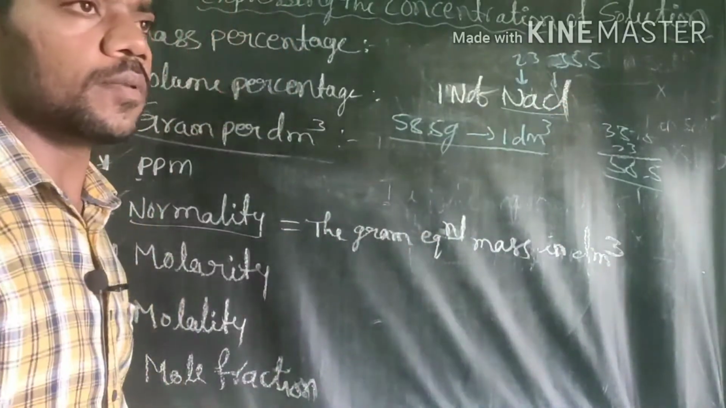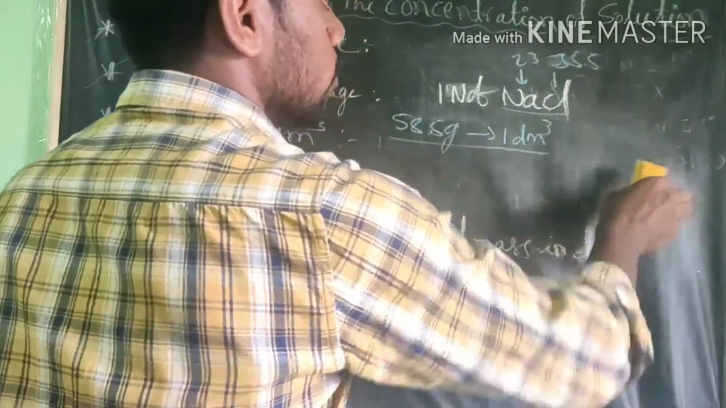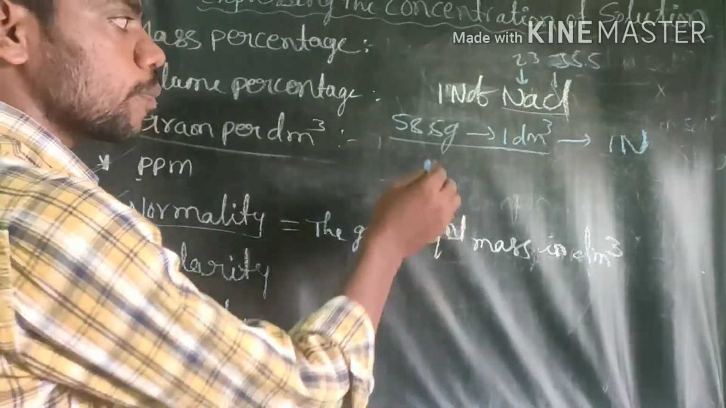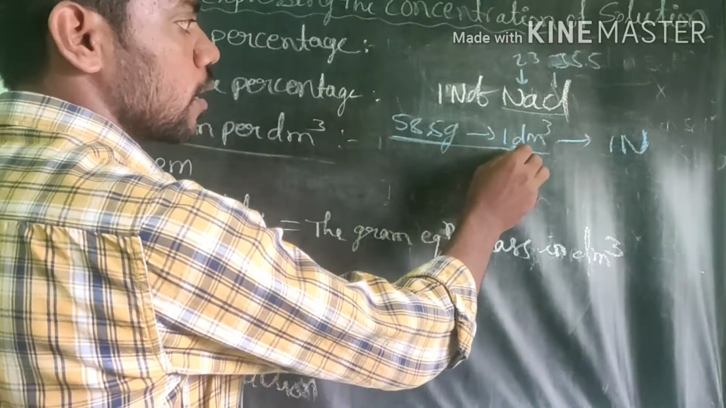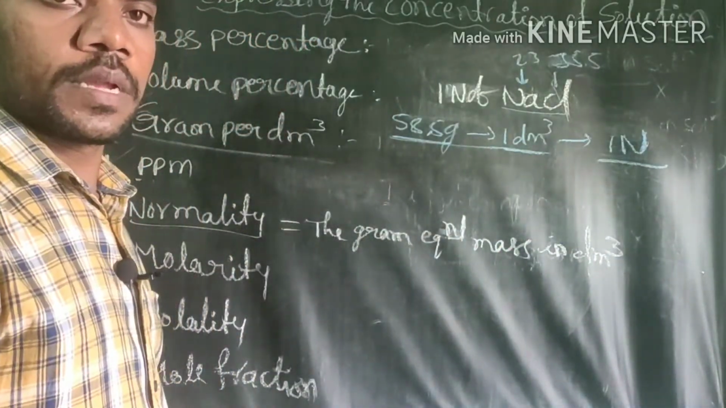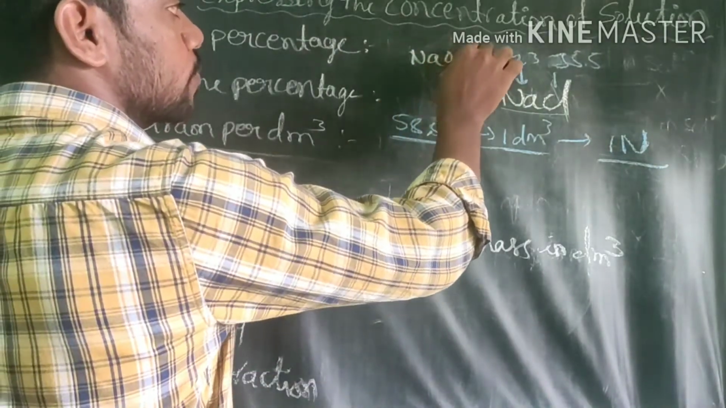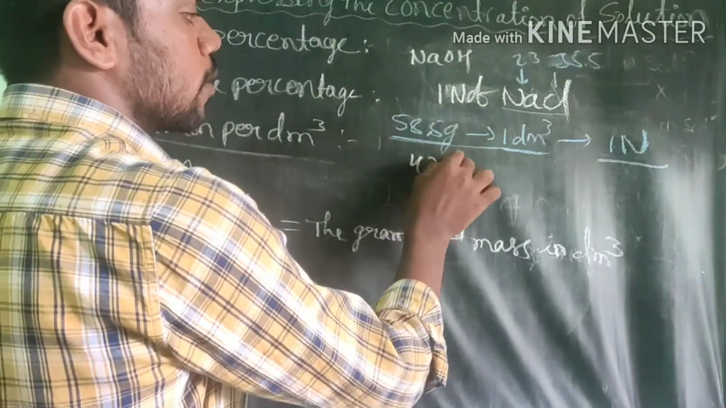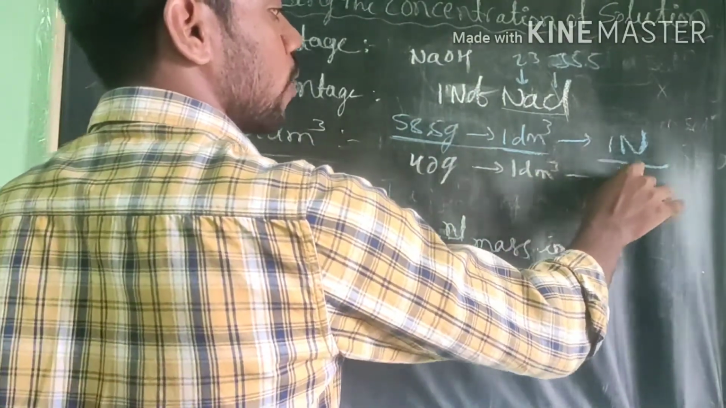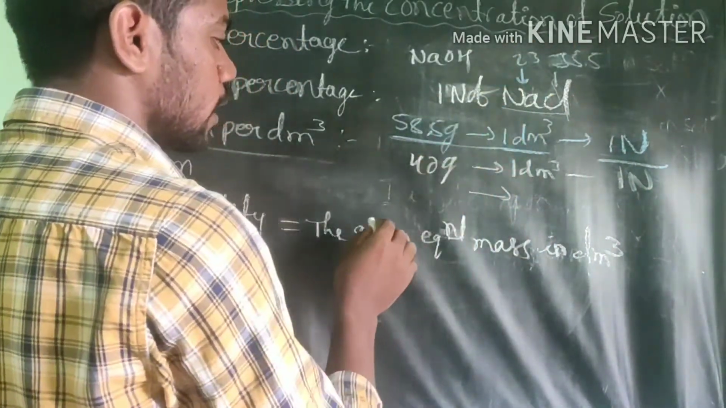Therefore, this is the equivalent mass. This is one normal solution. How to get the one normal solution? 58.5 gram of sodium chloride dissolved in 1 dm cube gives us one normal solution. This is the equivalent mass. Take NaOH, sodium hydroxide. The equivalent mass is 40 gram. 40 gram in 1 dm cube gives us one normal solution. Take H2SO4.